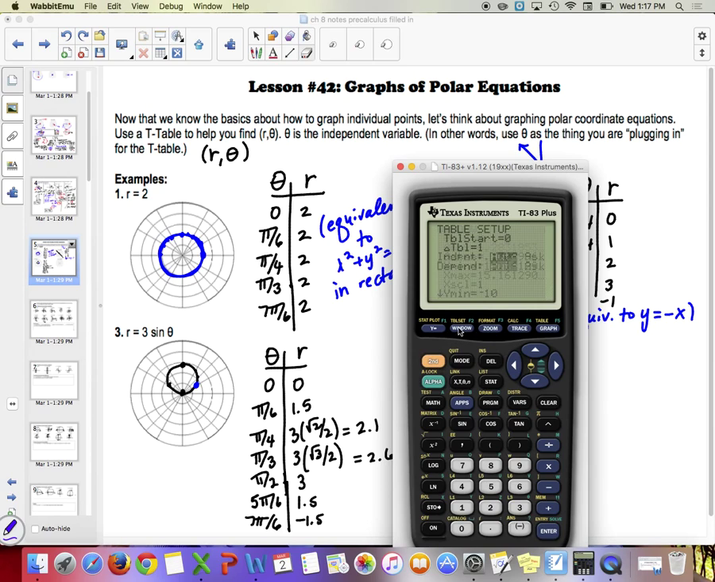You guys already have it, so your table is set so you can ask. But if you have to, you do second table set and then auto ask. And then go to your table. So you can put in whatever you want. So you can put in 0. You can put in pi over 4. And you should be getting those values. Do you guys see? Pi over 4, 2.1.